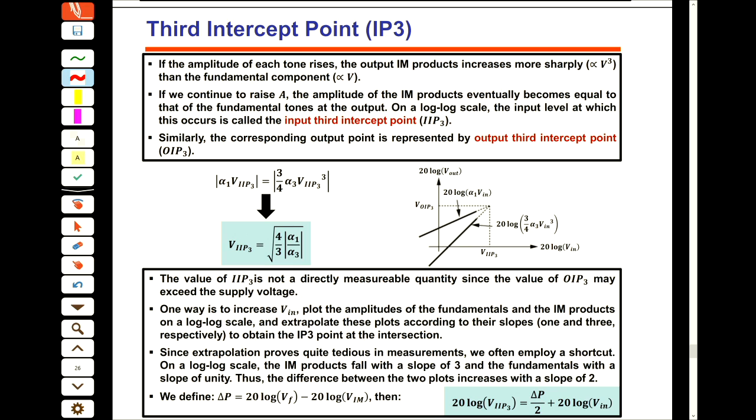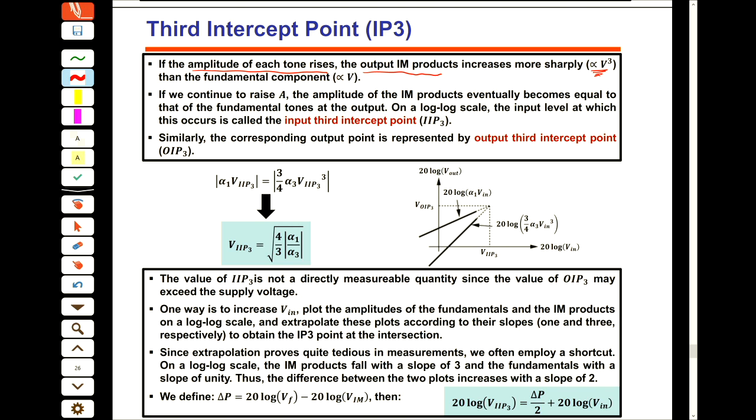Okay, so we define the third intercept point. For example, we define the 1 dB gain compression point as a parameter of an amplifier. Again, we have another parameter with the name of IP3 or IIP3 or OIP3. And then we say that if the amplitude of each tone rises, the amplitude of the intermodulation rises by V cubed. You see how bad it is. If we increase the input, then the intermodulation signal could reach even the value of your signal.